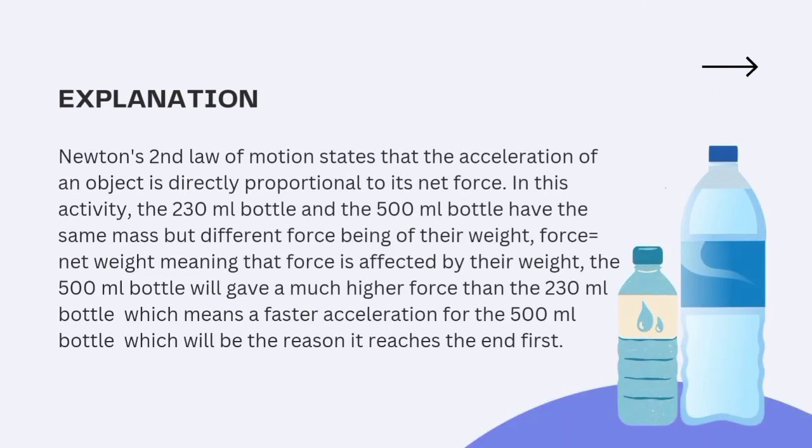Well, Newton's second law of motion states that the acceleration of an object is directly proportional to its net force. In this activity, the 230 ml bottle and the 500 ml bottle have different masses, and so different force because of their weight. Force equals net weight, meaning that force is affected by their weight. The 500 ml bottle will give a much higher force than the 230 ml bottle, which means a faster acceleration for the 500 ml bottle, which will be the reason it reaches the end first.